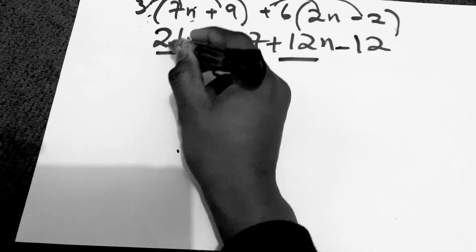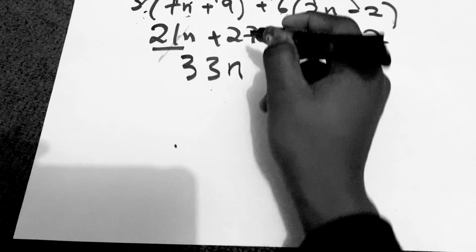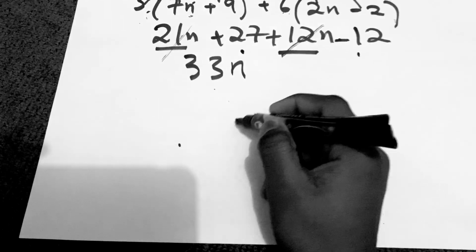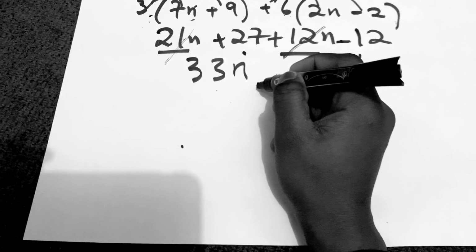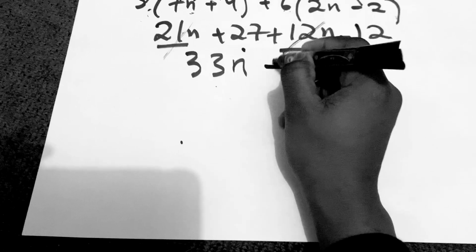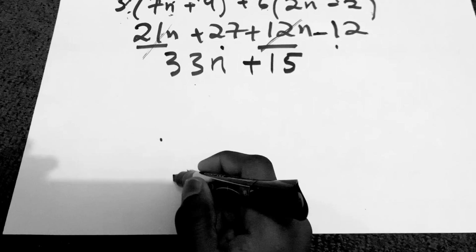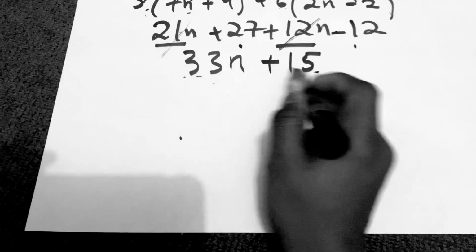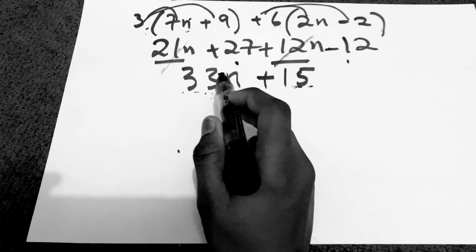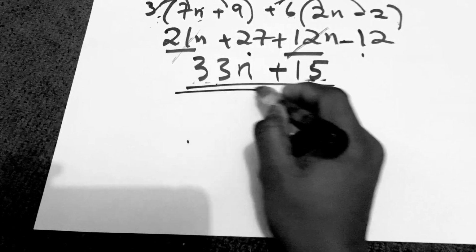Now, I'm done with this, so let's take 27 minus 12. 27 minus 12 should give us 15. Good. You see these two? Can you add them? No, you can't add them because they are not like terms. So you're going to leave your answer like this.